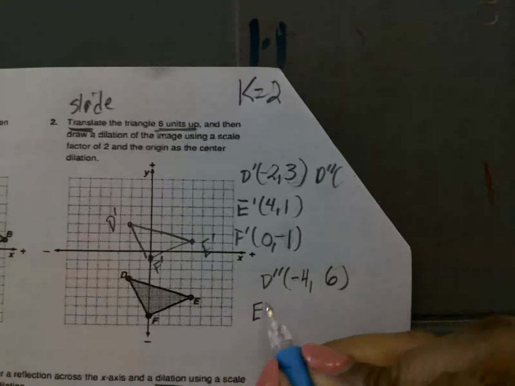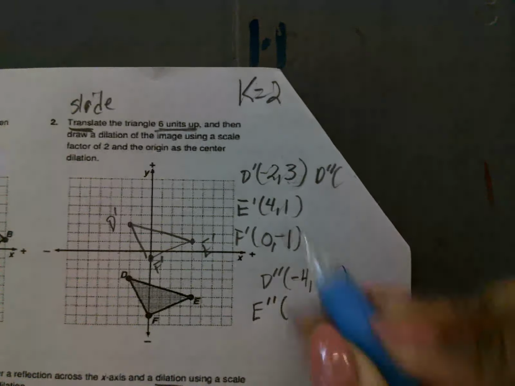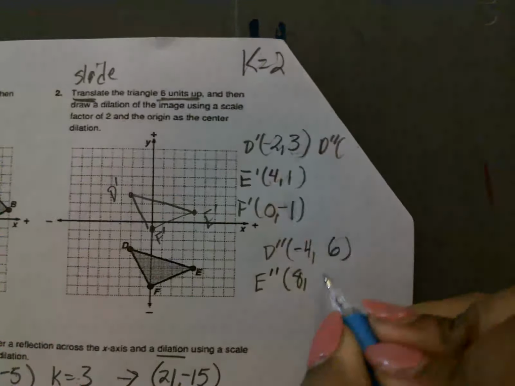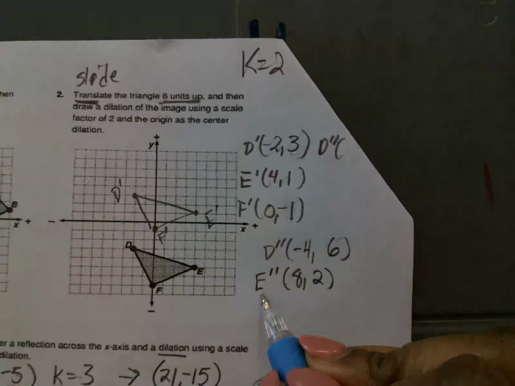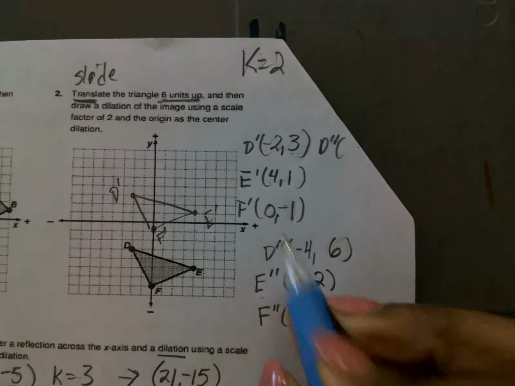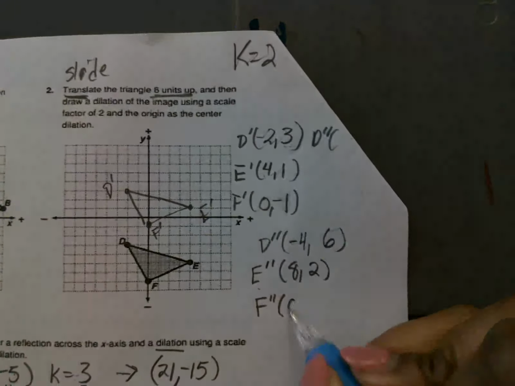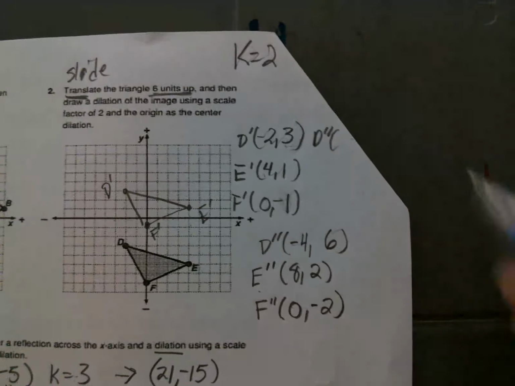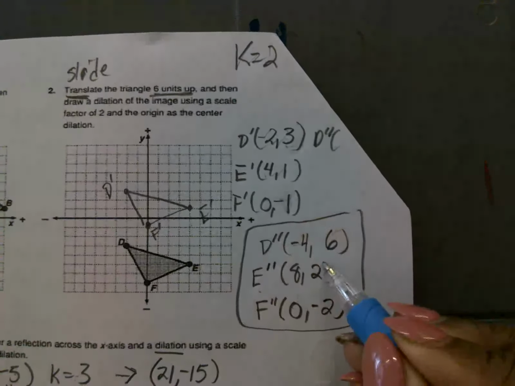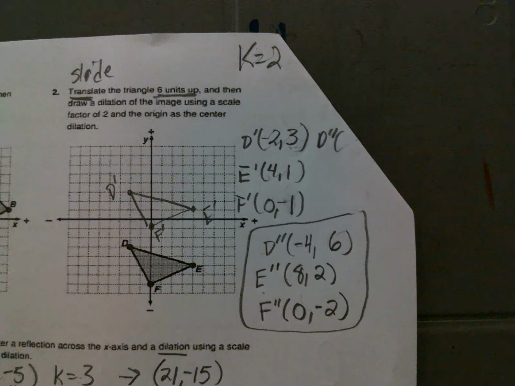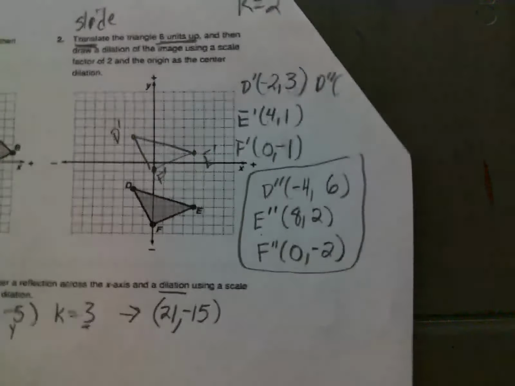Now we're doing E. Second time E has been moved. E prime. So 2 times 4 is 8. 2 times 1 is 2. That's the new location for E. The new location for F, that's F prime. Second time F has been moved. 2 times 0 is 0. And then 2 times a negative 1 is a negative 2. Now, lastly, all you do is graph these ordered pairs and label it as prime, prime. Questions about number 2? My time is up, okay? So I'm going to leave this here for you to write it. Please do not forget to graph it, okay?